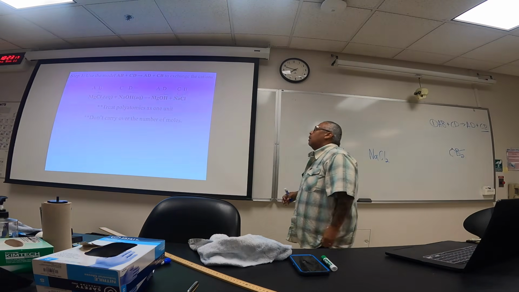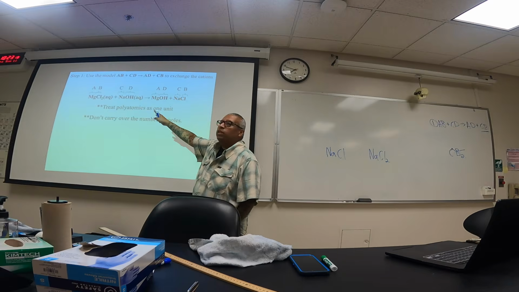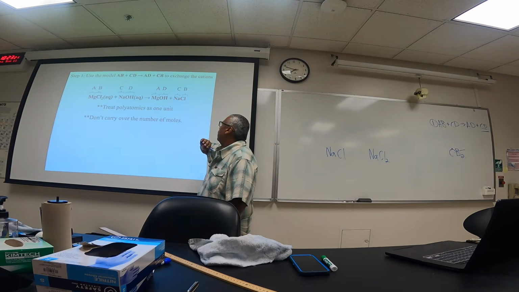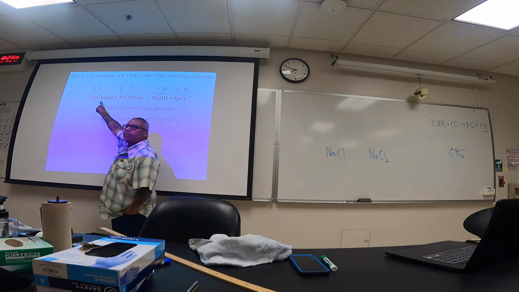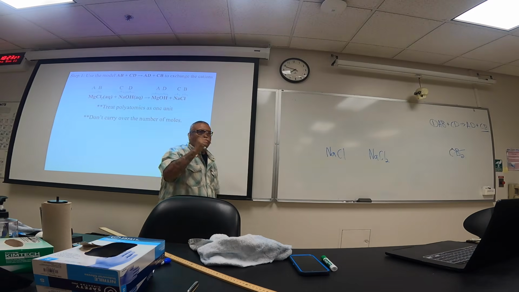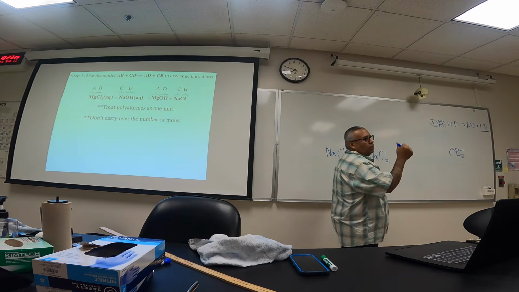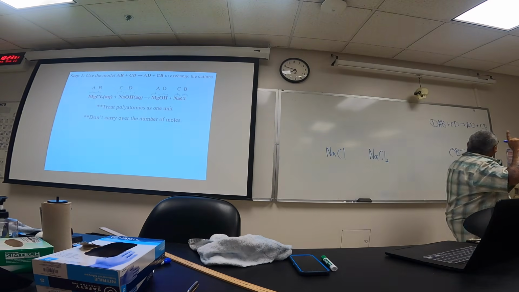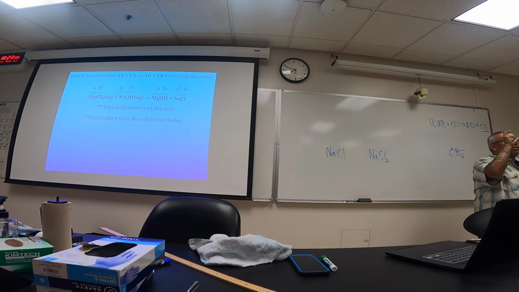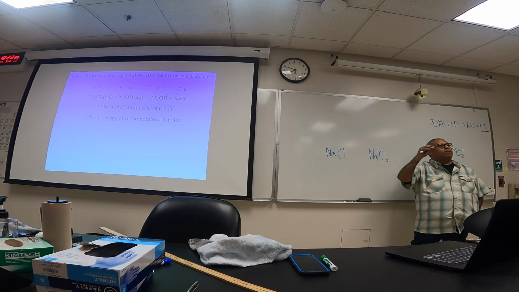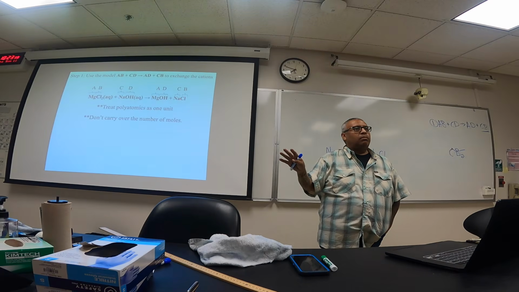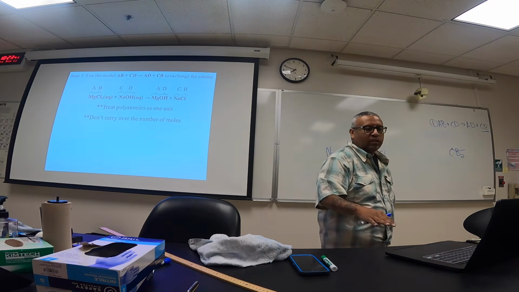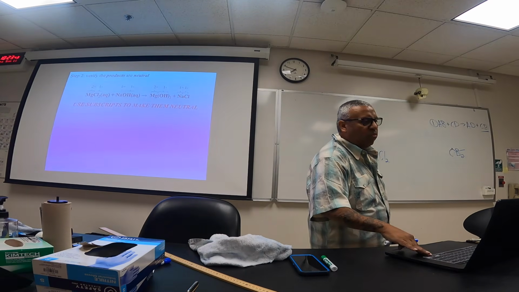Now, polyatomics, we treat them as if they're one unit, and we don't carry over the number of moles there. All we want to do is put whatever A is and D is together, take whatever C is and B is, and put them together. We'll balance in a different step, okay? But one step at a time, okay?